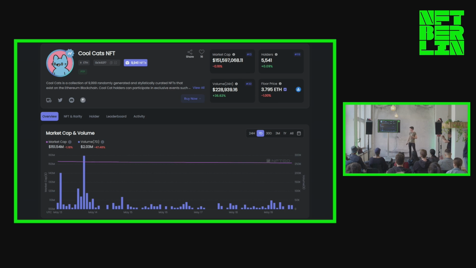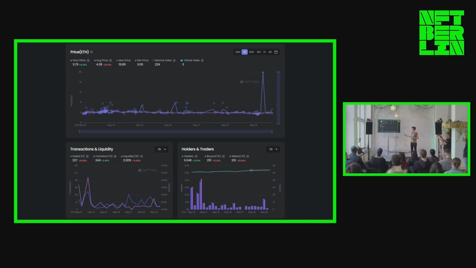The next thing that I'm checking when I want to buy a random collection, we took Cool Cats for example, is the overall market cap and volume trading within this collection. So you can see the number of holders, current floor price, market cap, and volume. The second thing is checking out the floor price, how it changed through the different periods from 24 hours to overall, as long as the project is live.